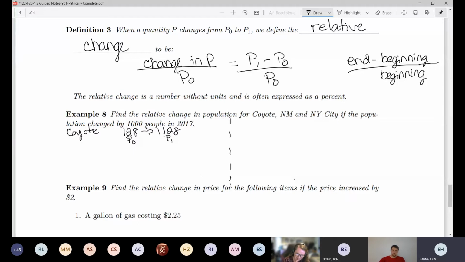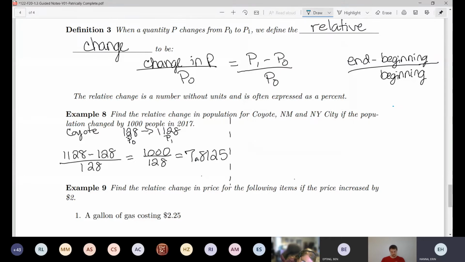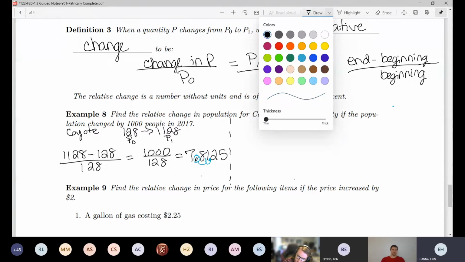Anyway, if I wanted to calculate the relative change here, we're going to have the ending value of 1,128 minus 128 all over 128, which is of course going to be 1,000 over 128. This results in the decimal 7.8125. If you forget how to convert this to a percent, you take the decimal and move it 2 places to the right and then put a percent sign at the back.